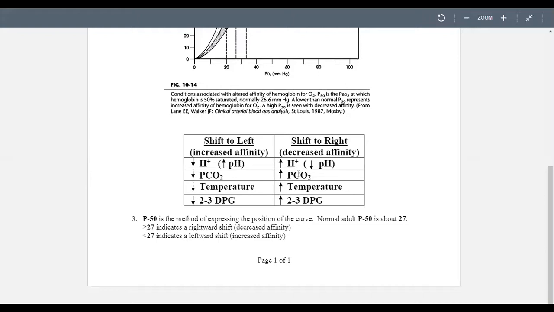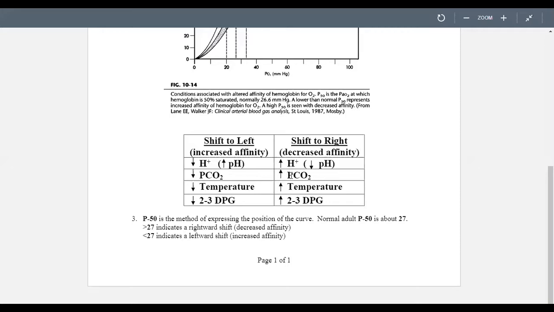Carbon dioxide, see, carbon dioxide is up. So when carbon dioxide goes up, she gets rid of oxygen. That causes a shift to the right. This is the way to make you remember it, okay? CO2 comes around, she goes to the right. She releases oxygen. Hey, you got to go because CO2, I really like CO2, so you got to go.